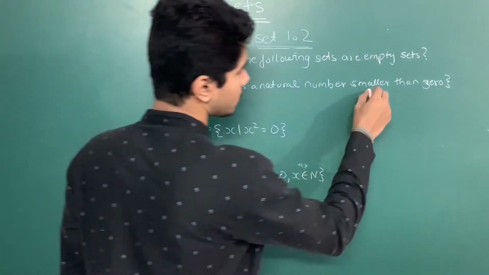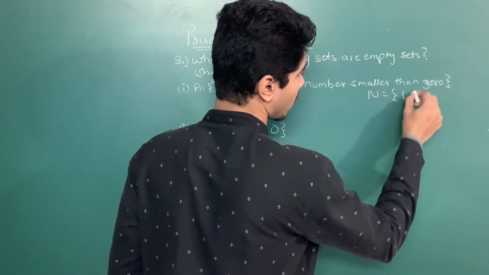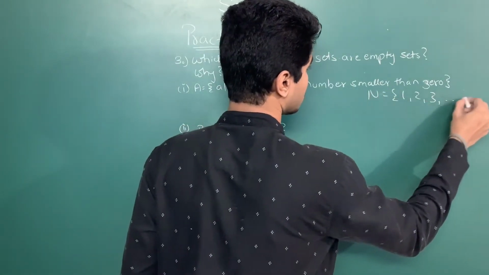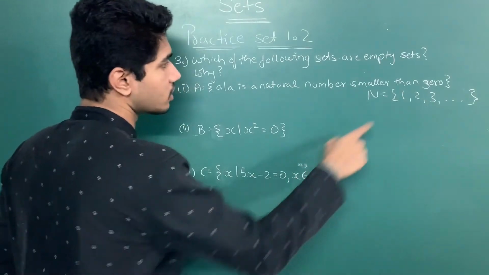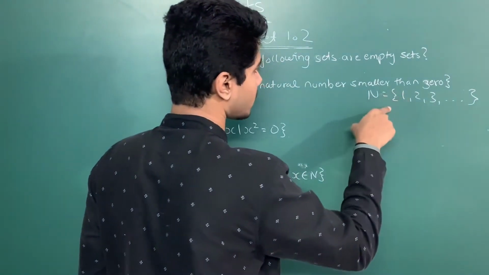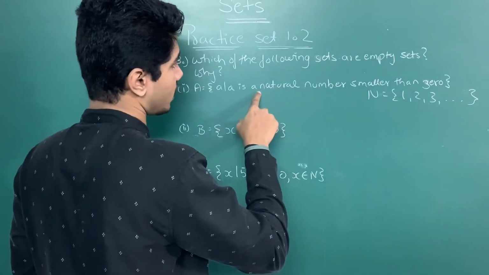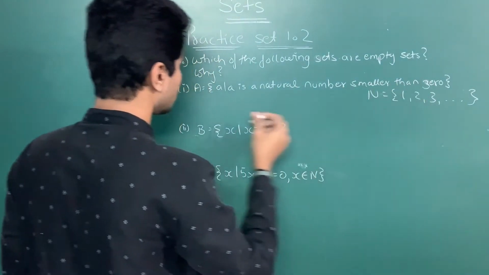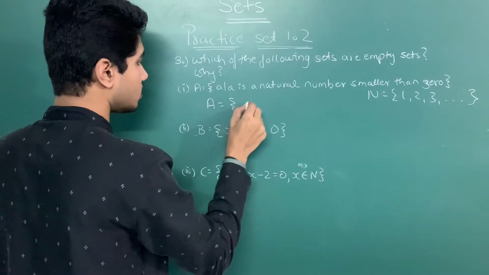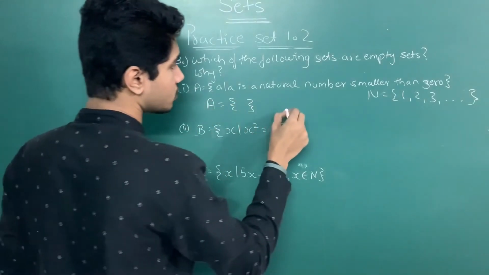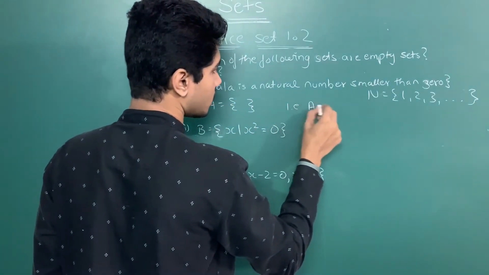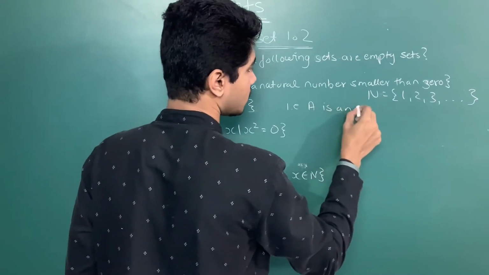Now we know that natural number starts from 1, 2, 3 and so on. So ऐसा कोई नंबर नहीं है जो 1 से कम हो जो नेचुरल नंबर के अंडर आता है, और यहाँ पे हमें बोला गया है कि नेचुरल नंबर smaller than 0. Therefore there is no element in it. Therefore it is an empty set. So we can write this as A is an empty set.